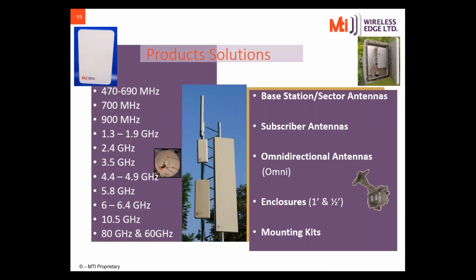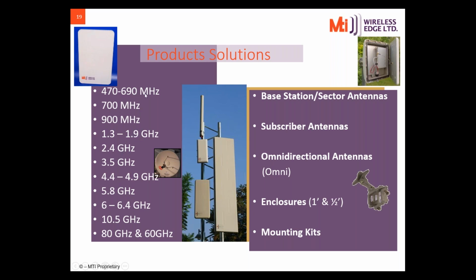So we have a very nice portfolio of base station, sector, subscriber, omni, and enclosure antennas. We will talk about the very mature mounting kit. A lot of customers are using the mounting kit for other radios, with different kinds of frequency, as I mentioned before. Now this frequency is going to 4.2. We also have the D band, which goes over 100 gigahertz. So you have a lot of frequencies that we support.